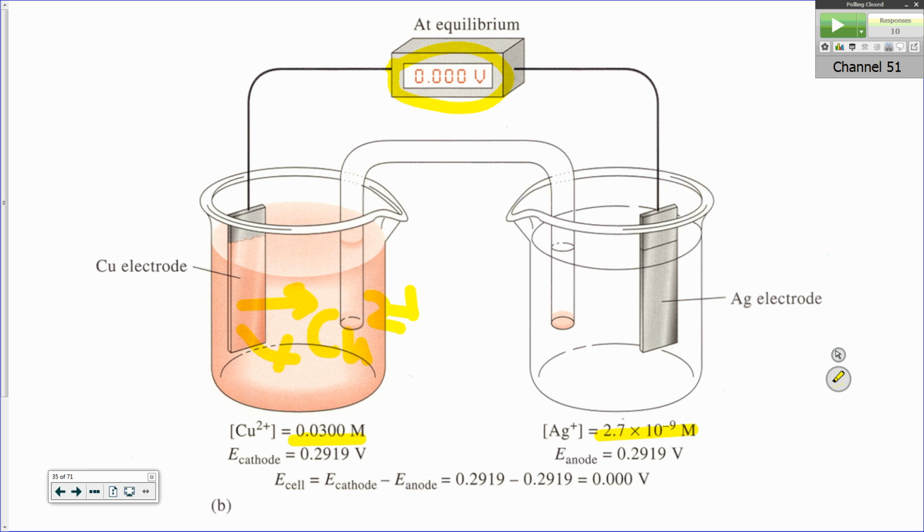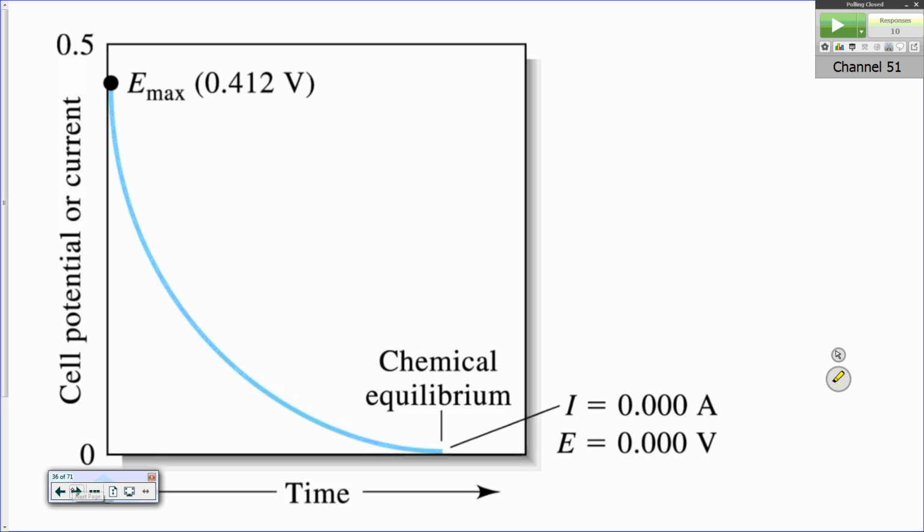So what we see is that the two half reactions are equal to each other at 0.29 volts. Therefore, E of cell is 0 in this system. That's what's happening in an electrode or an E cell that reaches equilibrium. So something starts off with a high potential and it goes down to reach equilibrium when E of cell equals 0. How long is that going to take? That depends on a lot of factors.